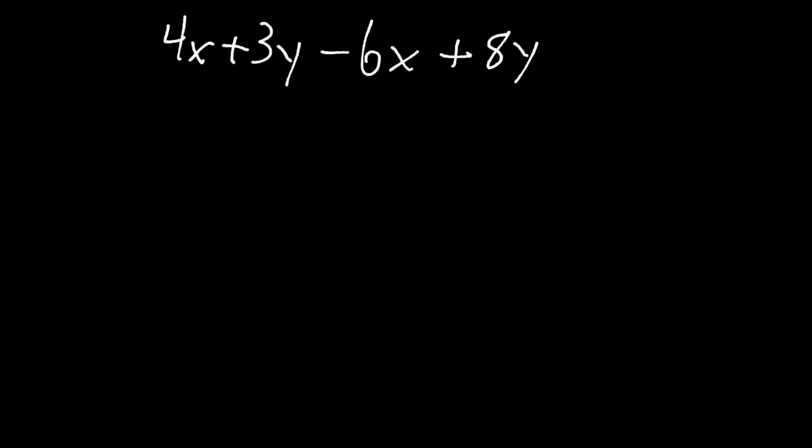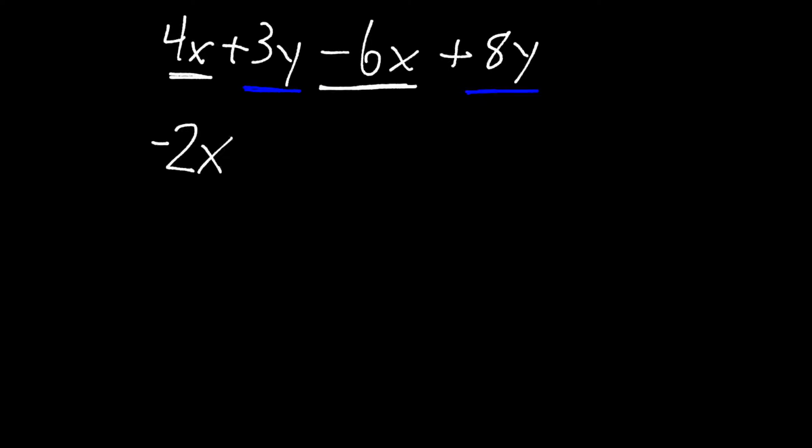Here we have 4x plus 3y minus 6x plus 8y. And just like last time, I'm going to underline my common terms to start off with. So I have a 4x and a negative 6x. We're going to want to treat that as a negative 6x. And then I also have a 3y and an 8y. So I have x's I can combine, and I have y's that I can combine. Let's start with the x's. I have 4x minus 6x. That's going to give me a negative 2x.